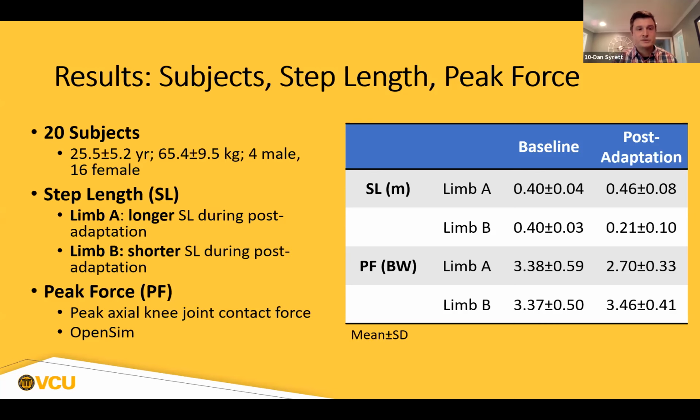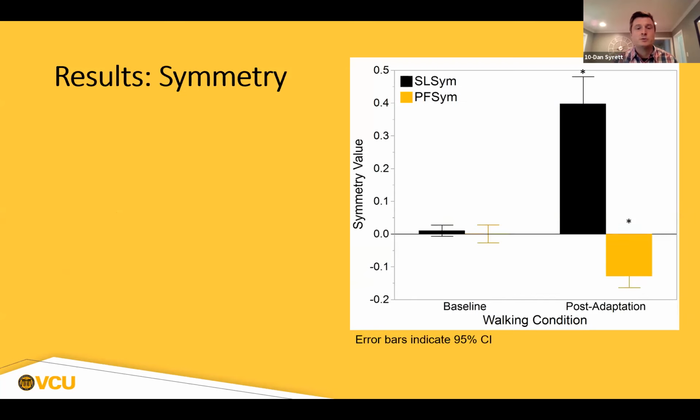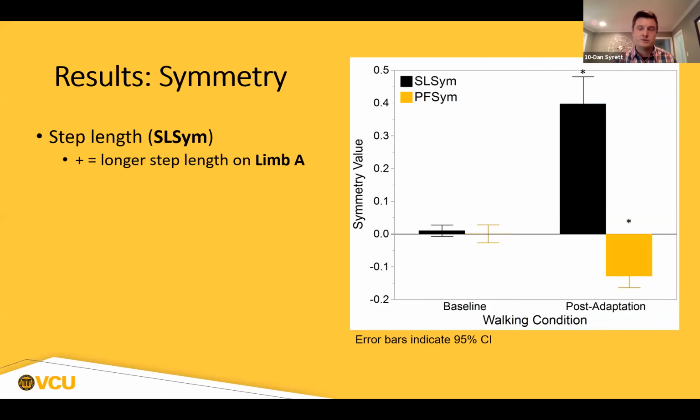What we really wanted to do is examine the symmetry of these two values. So we created a symmetry index for both the step length symmetry and the peak force symmetry using a ratio of the differences equation. So 0 indicates perfect symmetry, going towards -1 or 1 indicates asymmetry in opposite directions. For step length symmetry, a positive is going to indicate a longer step length on limb A. For peak force symmetry, a positive is going to indicate a higher peak force on limb A.